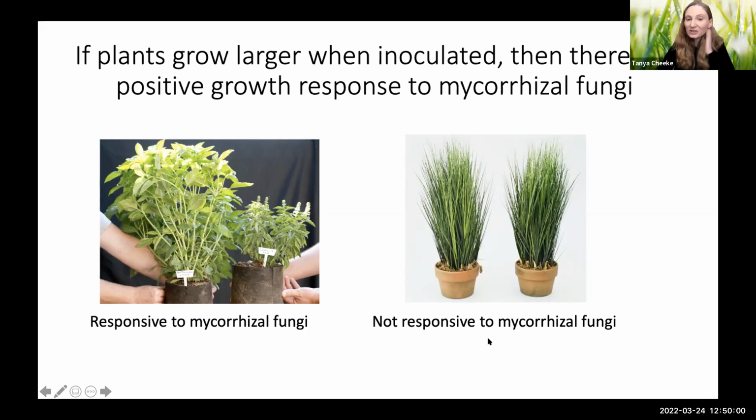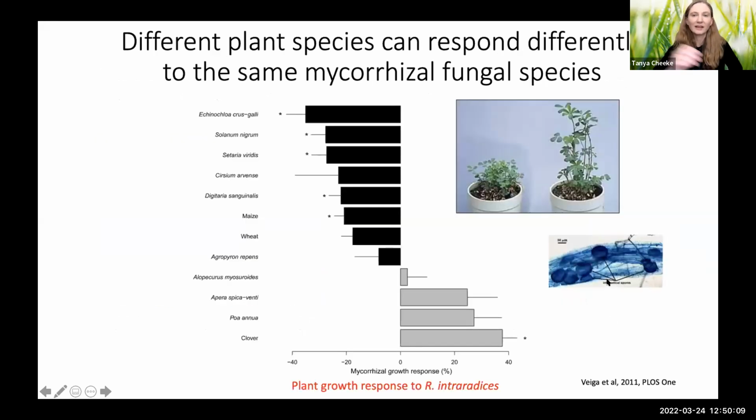There are also lots of plant species that are not responsive to mycorrhizal fungi. So even if they get colonized, there usually aren't any observed differences in growth. And to make things even more complicated, different plant species can respond differently to the same mycorrhizal fungal species. So this is a study that was done using only one species of mycorrhizal fungi. And then anything above this 0 is a positive growth response, and anything below here is a negative growth response, meaning that these plant species grew worse when they were inoculated, and these plants grew better. And so different plant species can respond differently to the same mycorrhizal fungal species.